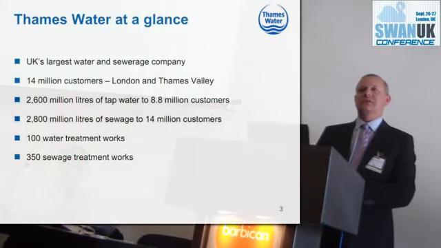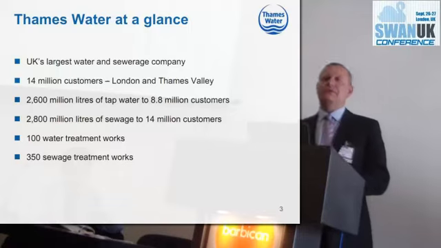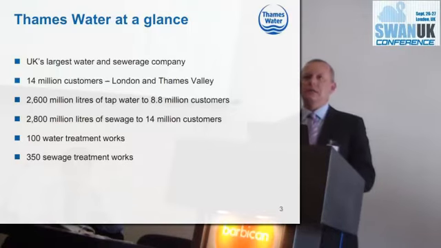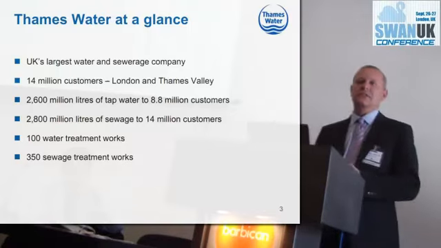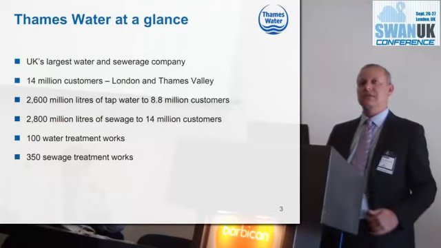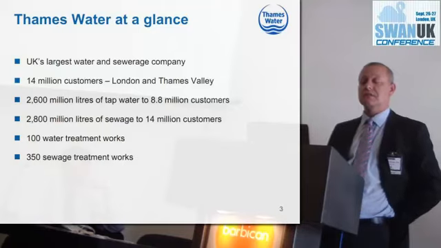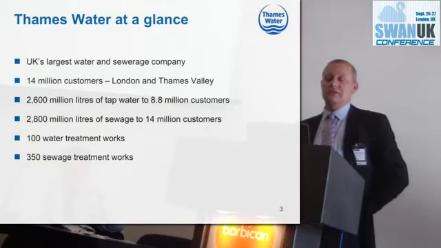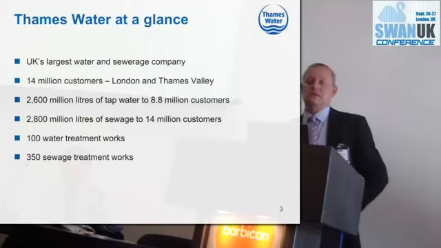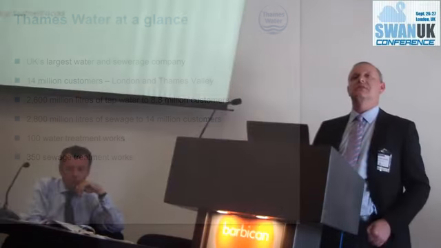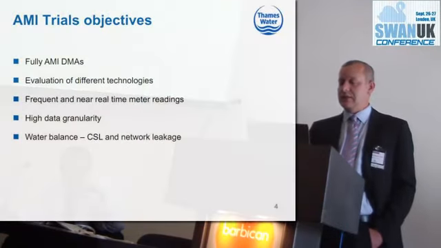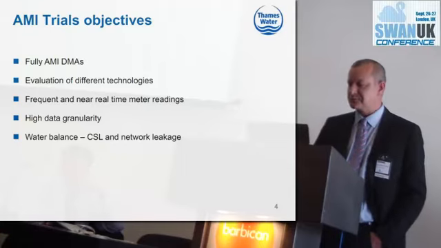So, Thames Water is the UK's largest water and sewage company with 14 million customers. We have 100 water treatment works providing 2,600 million litres of tap water to 8.8 million customers, and 350 sewage treatment works treating 2,800 million litres of sewage to 14 million customers.